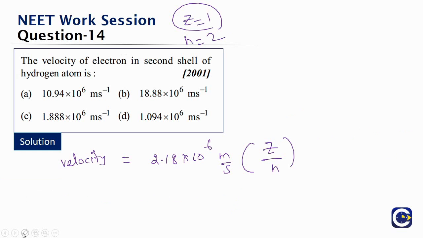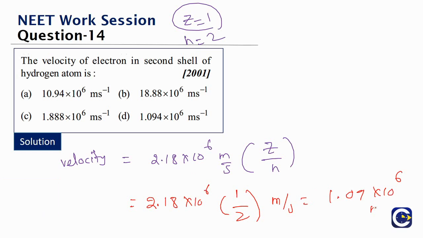Now what are we having? We are just having the velocity expression. So what is it? 2.18 into 10 power 6 meter per second into Z by n. Look at this. Z is 1 because it is hydrogen. N is 2. The value should be in terms of meter per second. So if you just look at it, it will be 1.09 into 10 power 6 meter per second.